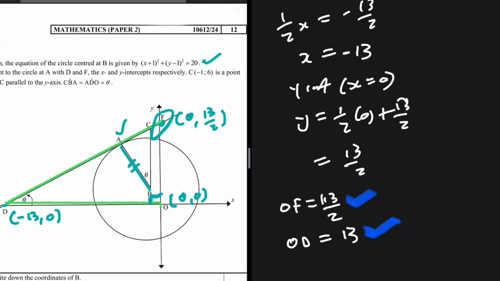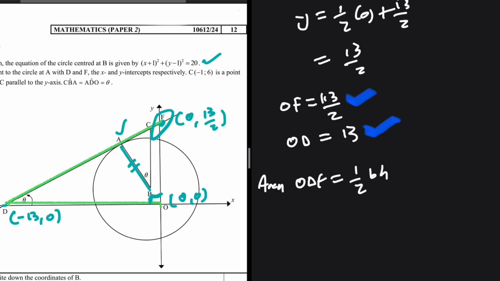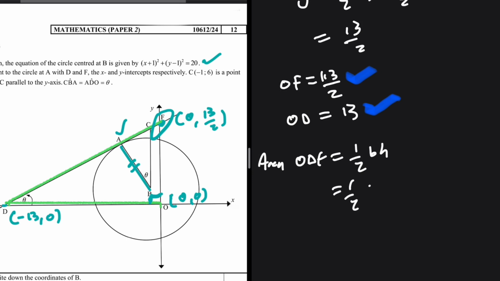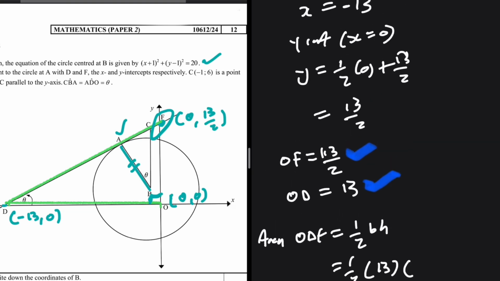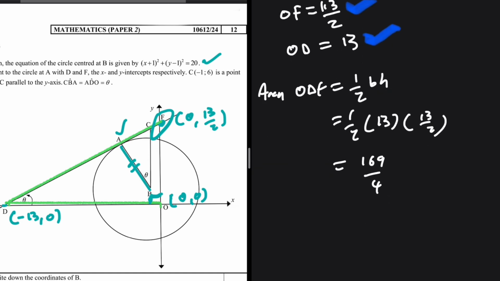So OF, OD, the area of ODF is going to be equal to the half base multiplied by height. So this is a half, the base is 13, the height is what, 13/2? 13/2. Well, let me just put that in my calculator and see what I get here. 169/4. I end up with 169/4. So that is the area of ODF.